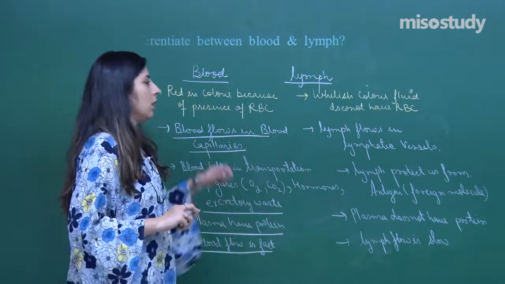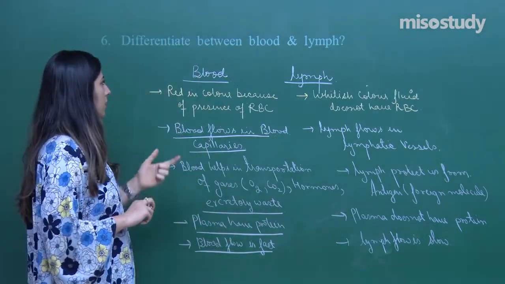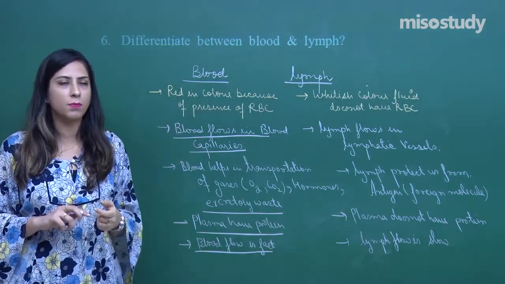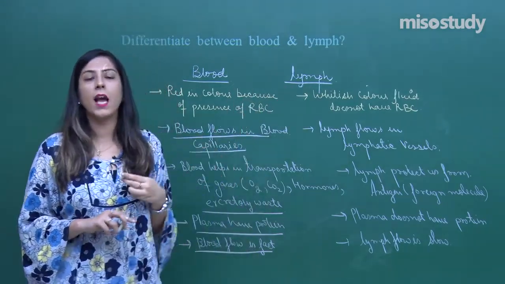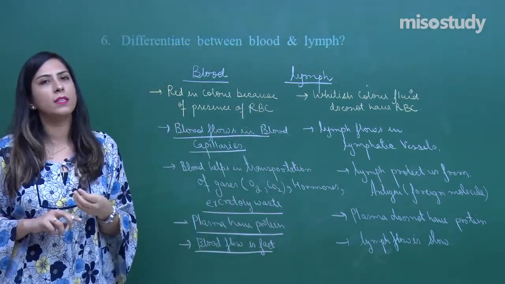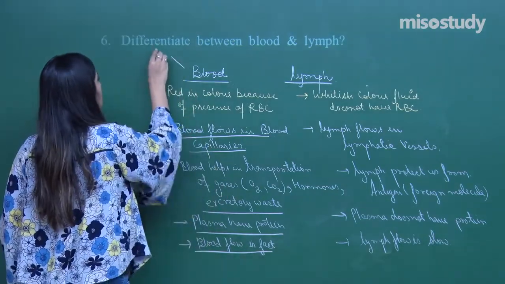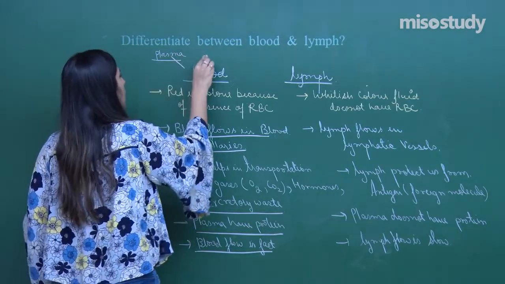Right. So these are the differences between these. One more thing that I would like to discuss. In case of blood, we know the plasma is present and the corpuscles are present. In this case, the plasma is present and they have a smaller number of WBC and fewer platelets. So they do have plasma and corpuscles.